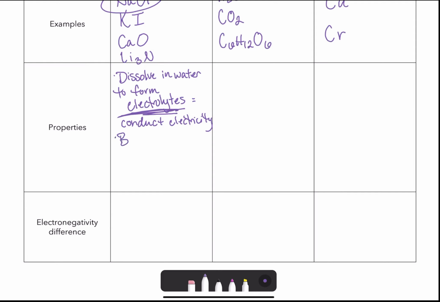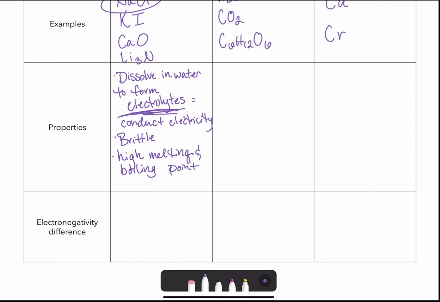Ionic bonds are really brittle. They're really fragile, easily broken. Think like a really thin cracker. That would be really brittle. Or like a bag of potato chips. Very brittle. Ionic bonds also have a high melting point and boiling point. So it takes a lot of heat, a lot of energy input for these to melt.